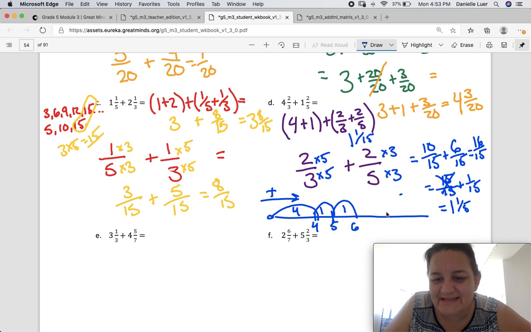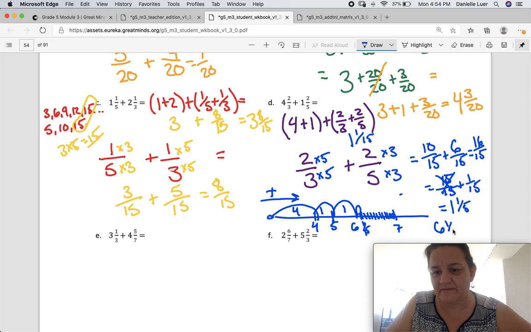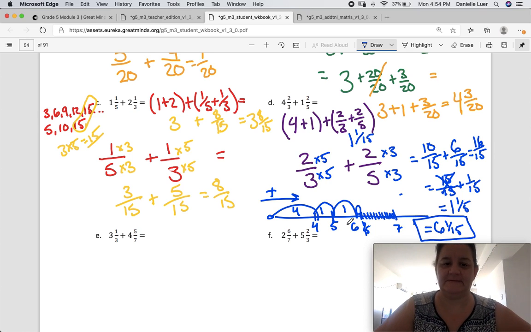And then between 6 and 7, I need 15ths, right? So there's 7, and I'm going to need 1, 2, 3, 4, 5, 6, 7, 8, 9, 10, 11, 12, 13, 14. Okay, and 1/15 is right there, so that's 1/15. So my answer is going to be, where did I land? 6 and 1/15 is my answer. Okay. I might have to draw a square around it so the teacher can see where it is.